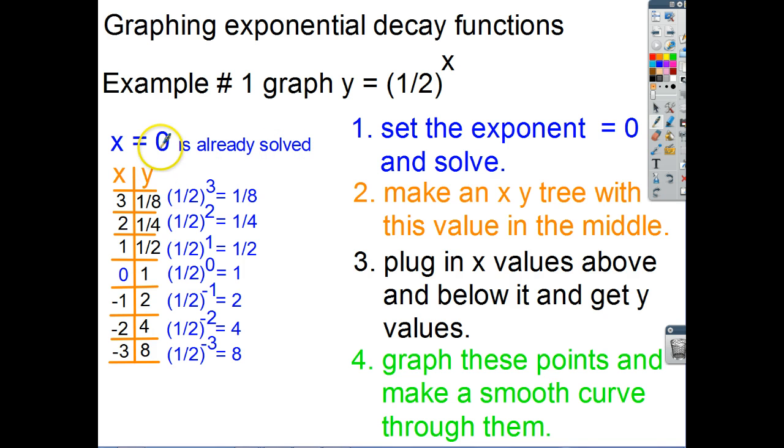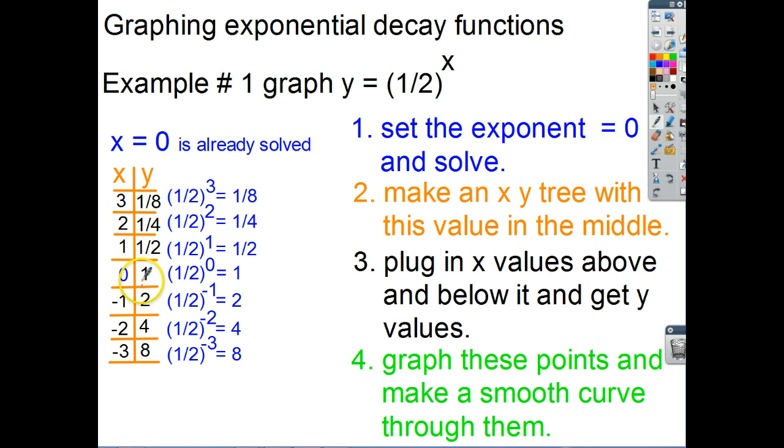So then the second step is to make an XY table with this value in the middle. So here's my XY table, and I put my 0 in the middle. You remember that's because we believe that's going to be somewhere in the middle of the curve. Then step 3 is we're going to plug in values above and below it and get y values. So above 0 is 1, 2, 3, and below 0, -1, -2, -3. And we're going to plug these values in.